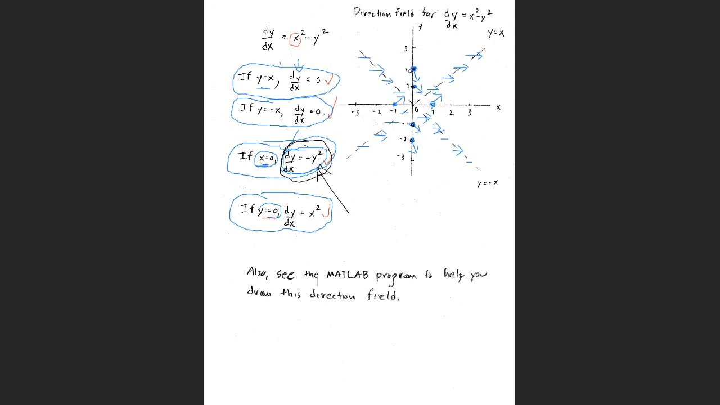Okay, so when we draw a direction field by hand, we try to pick certain characteristics out from the derivative that we're given to graph the direction field. But of course, direction fields can get pretty complicated. So what we're going to do is use a MATLAB program to help us graph the direction field.